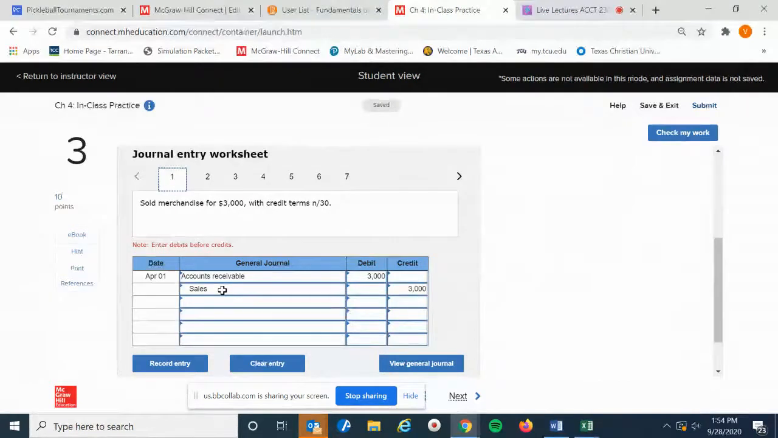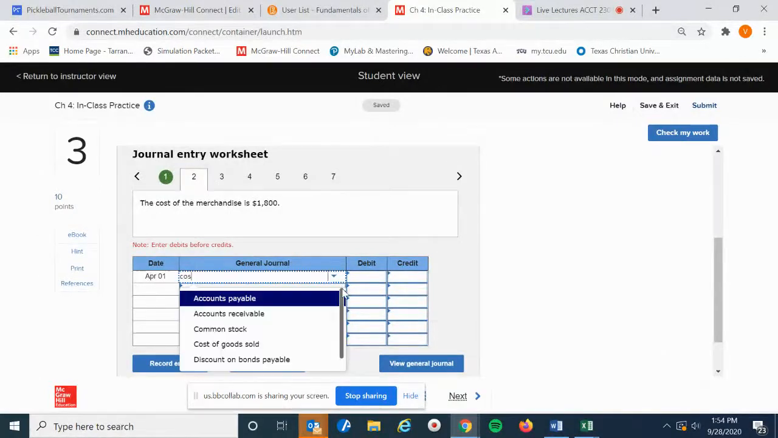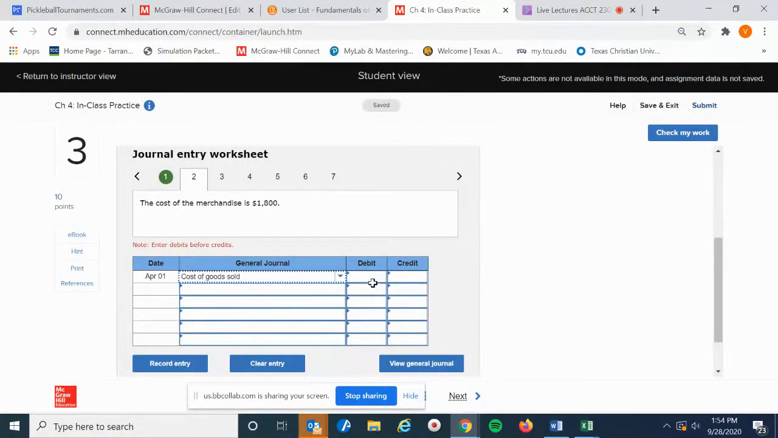You cannot make the first journal entry unless you recognize the second, which is cost of goods sold, $1,800, and inventory, because we need to show that $1,800 worth of inventory is now gone. So all of these transactions are related, and you're going to have to do them step by step by step.